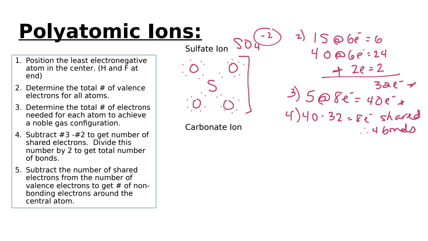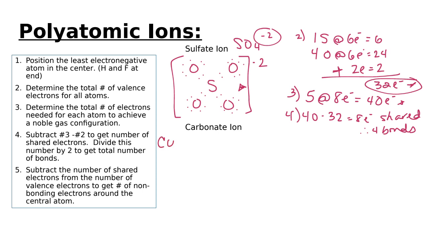I put square brackets around this because it is a polyatomic. I put the charge outside. And then if I count up all of my electrons, I should have a total of 32. And if you take a second and count up all the little dots in here, you should notice that you have 32 electrons.